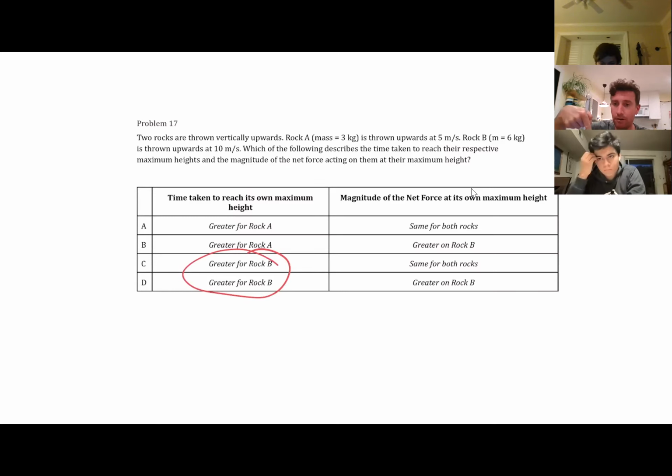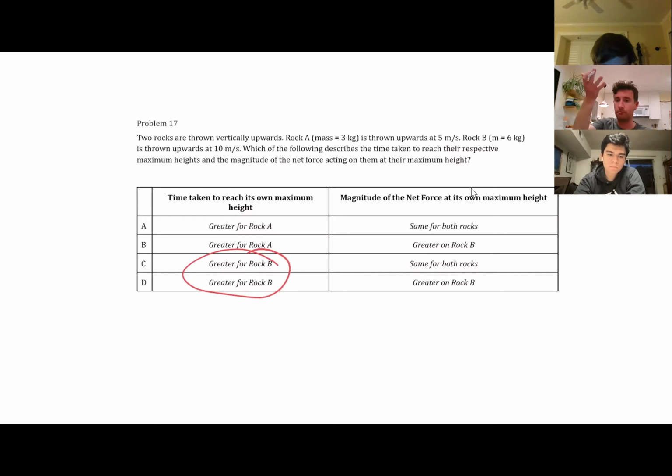Acceleration is down and it's constant. So rock B will take twice as long to reach its maximum height, right? Okay. Then magnitude of the net force. What is the net force of a rock when it's been thrown up in the air and it's sitting at its maximum? When it's sitting at its maximum height, is it moving?